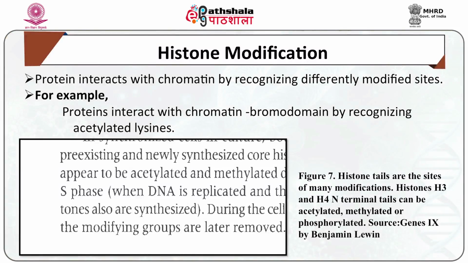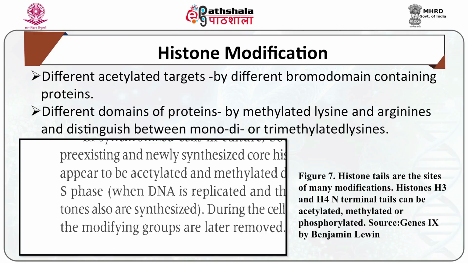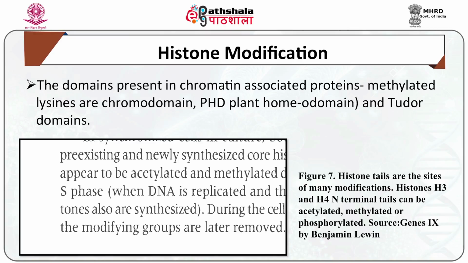For example, proteins interact with the chromatin with the help of the bromodomain by recognizing acetylated lysine. Different acetylated targets are recognized by different bromodomain-containing proteins. On the other hand, different domains of proteins recognize methylated lysine and arginine, and are also able to distinguish between mono-, di- or trimethylated lysine. The domains present in chromatin-associated proteins which can recognize methylated lysines are the chromodomain, PHD or plant homeodomain, and the Tudor domain.